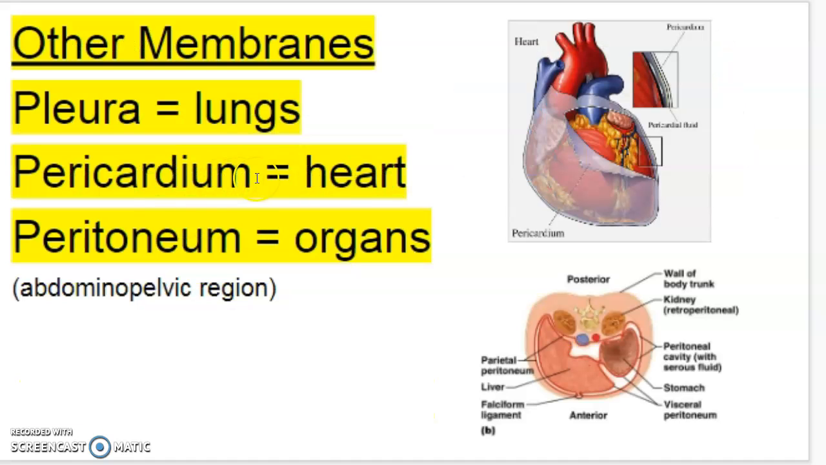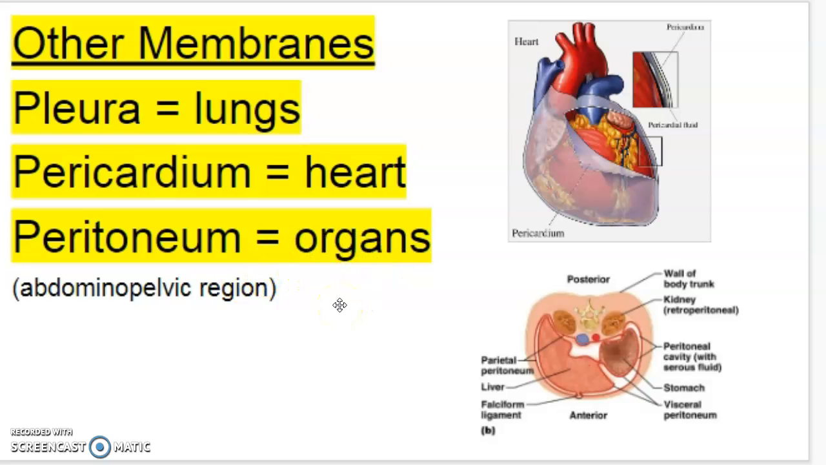Now, when I'm talking about the heart, I'm talking about the pericardium. Like I just said, it's the pericardial cavity. And the lungs are called pleura, so that'd be your pleural cavity. And then your abdominopelvic region is called your peritoneal cavity, or your peritoneum, is your organs.